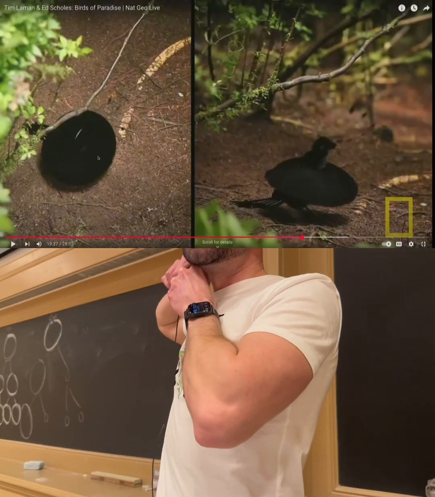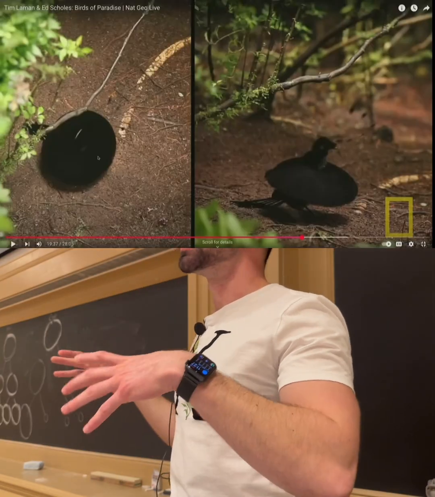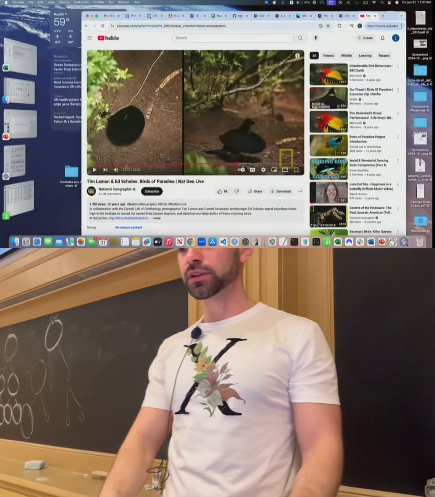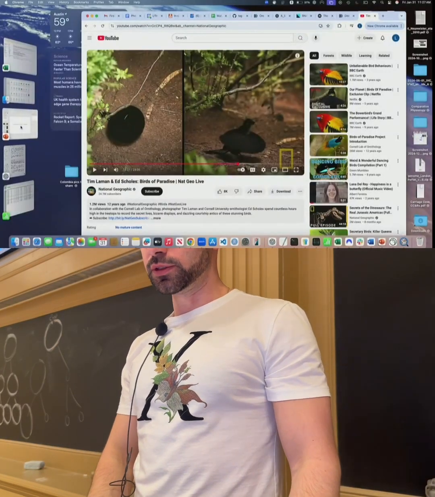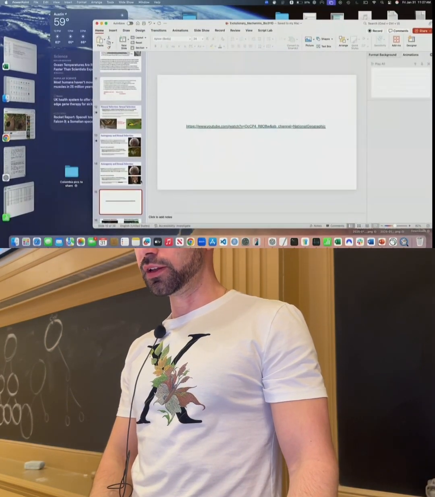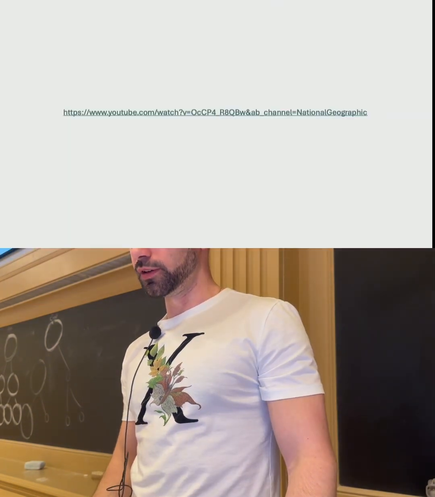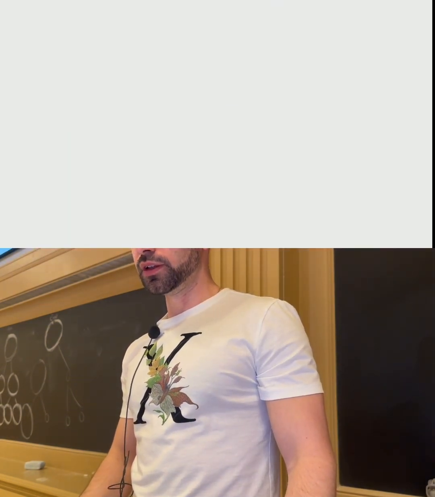There are many species of these birds. Each of their displays is more elaborate than the next. Collectively, they're called the birds of paradise. It's an extremely speciose clade. So yeah, I think that's a good example of sexual selection.